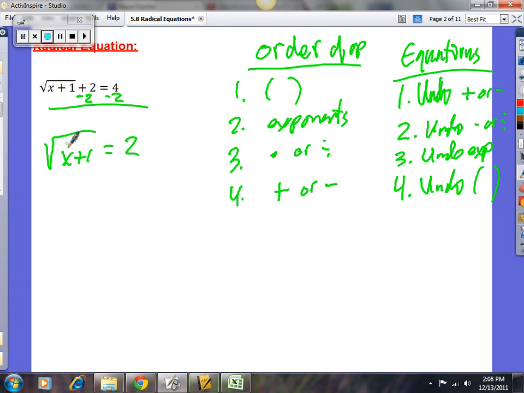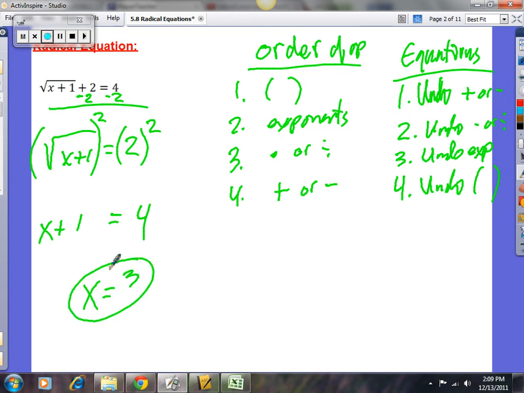How do you undo a square root? Square it. So if you square the left-hand side, you have got to square the right-hand side. What's 2 squared? 4. So on the right, you're going to get 4. On the left, if you square a square root, they just erase each other. So you just have what's underneath, the radicand, x plus 1. Now what? Minus 1, minus 1, x is 3. Easy? Just follow these steps. Undo plus minus, undo times divide, undo exponents, undo parentheses. Okay?